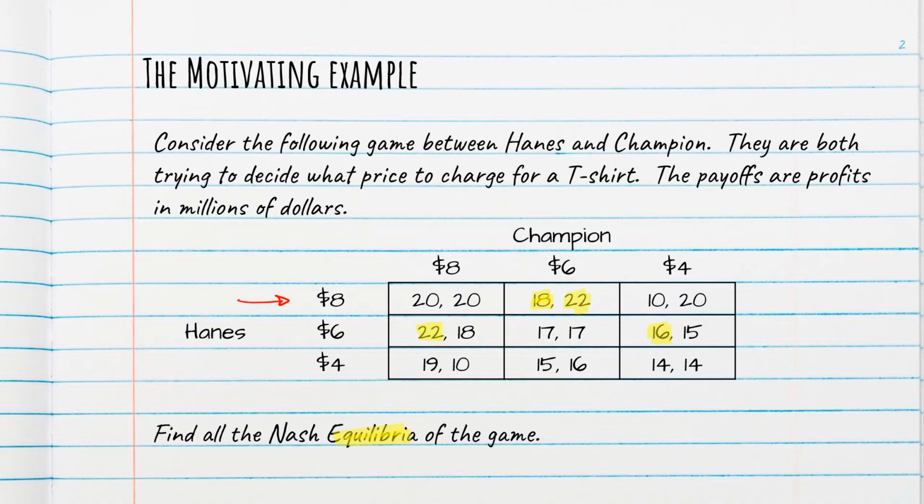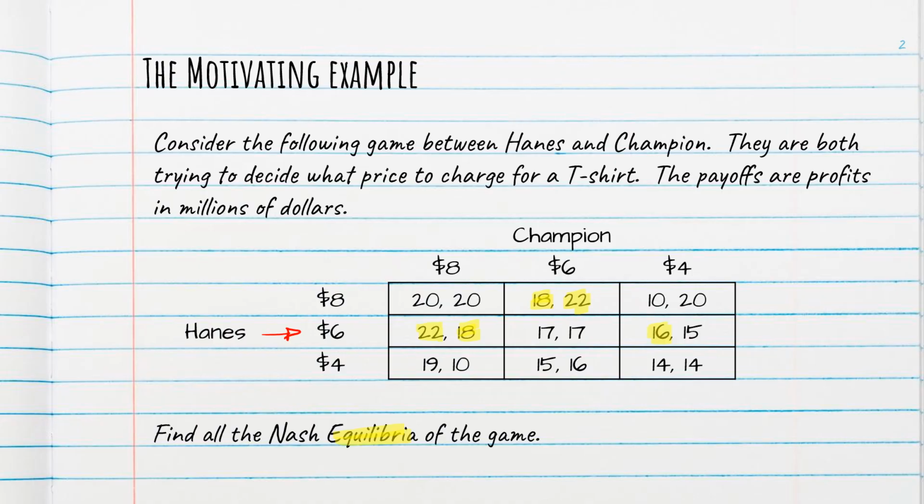So we've already identified a Nash equilibria. Haynes charges a price of $8, Champion charges a price of $6, but we're not done. Now we ask ourselves, what should Champion do if Haynes charges a price of $6? Again, we compare across the columns, 18 to 17 to 15. It should be clear 18 is the highest. So if Champion is thinking that Haynes is going to charge a price of $6, then their payoff maximizing response is to charge a price of 8 and get a payoff of 18. So now we have another Nash equilibrium.